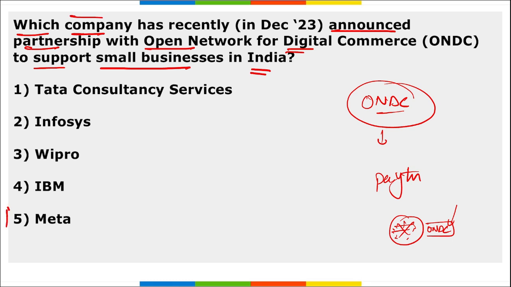So which company recently announced their partnership with the ONDC platform? It is Meta. They will be helping these small businesses, MSMEs, to grow, and these small businesses will be powered with the help of Meta, which was formerly known as Facebook. And not just here, you will be seeing Meta collaborating with multiple other platforms and multiple other small businesses also, to help them grow using their platform.